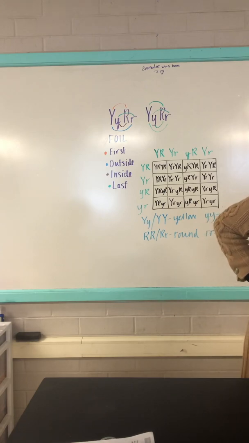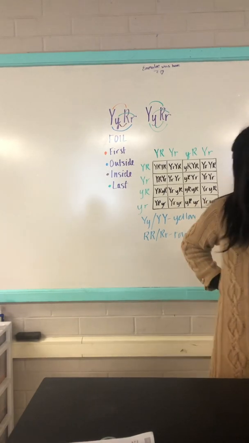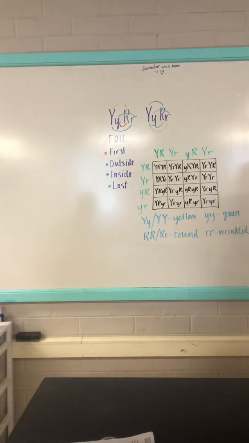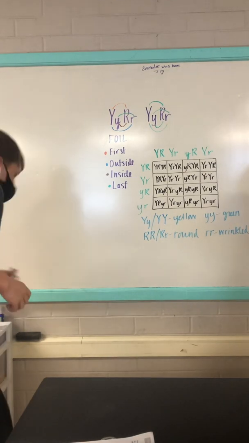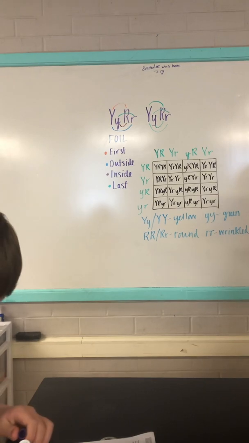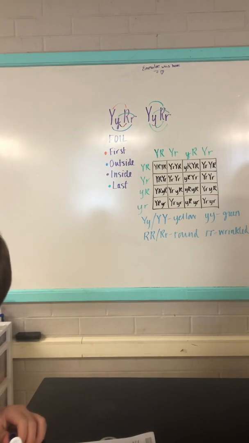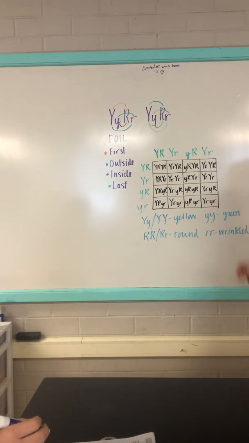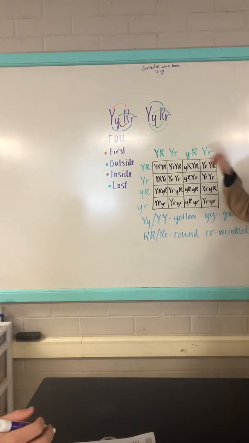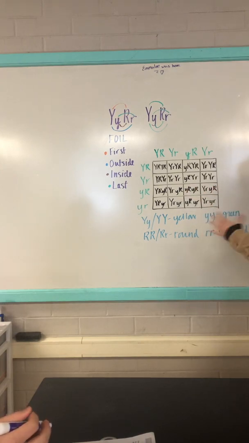Okay, now you're going to go through and find the percentage of yellow round, yellow wrinkled, green round, and green wrinkled. So you're going to finish the rest of that based off of the chart. So basically all you need to remember is the first, outside, inside, last when you're doing the dihybrid. You will not have a lot of these. Like, you won't be tested on a lot of these. You may see some. Usually they're already done for you, I think. You don't really have to do them out yourself. But just in case you do.